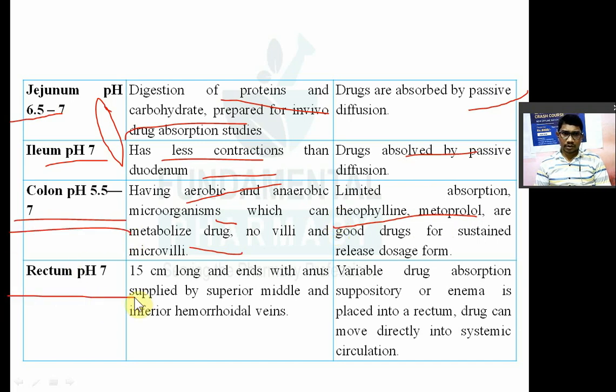The pH of the rectum is 7. It is 15 centimeters long and ends with the anus, supplied by the superior and inferior hemorrhoidal veins. Now, suppositories and enemas are placed into the rectum, and the drug will move directly into the systemic circulation if it is near the superior hemorrhoidal vein. We already saw this in pharmacology. Are you getting my voice properly?